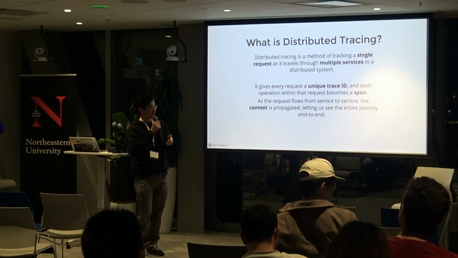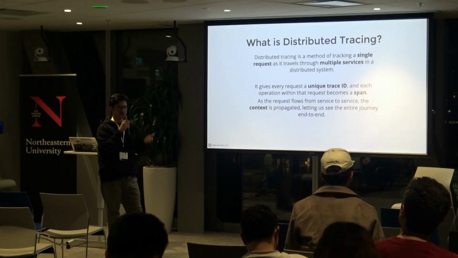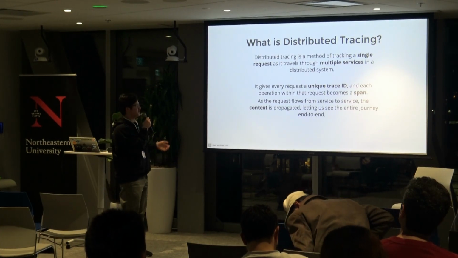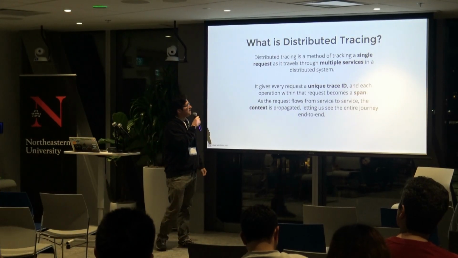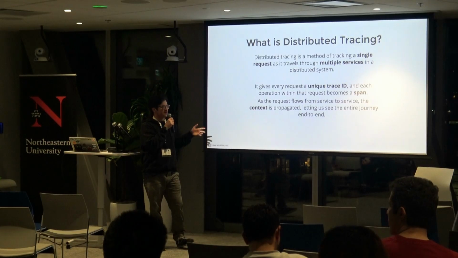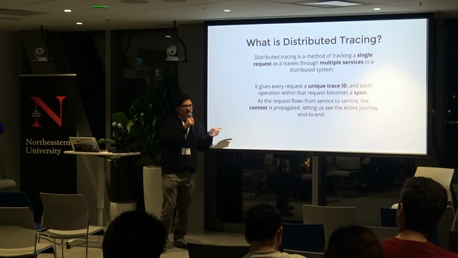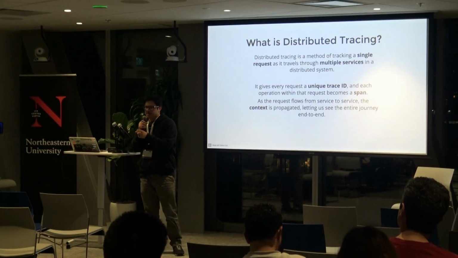And I'm going to show you how it works in the Jaeger dashboard. You can actually see which applications are talking to each other. And the important thing is that distributed tracing gives every request a unique trace ID. So with this trace ID, you can essentially follow a request through your system.